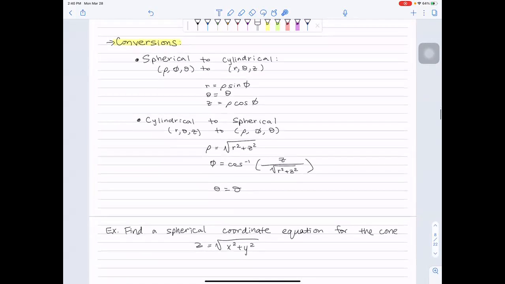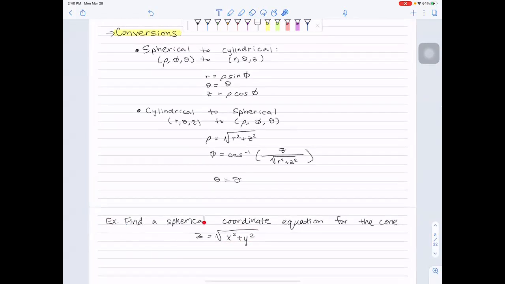Okay, let's do a quick example. It says, find a spherical coordinate equation for this cone. So we have this cone and we want to rewrite it using spherical coordinates. Does anyone have a suggestion for how I should do the first step? If we're converting this to spherical instead, and this is in Cartesian right now.